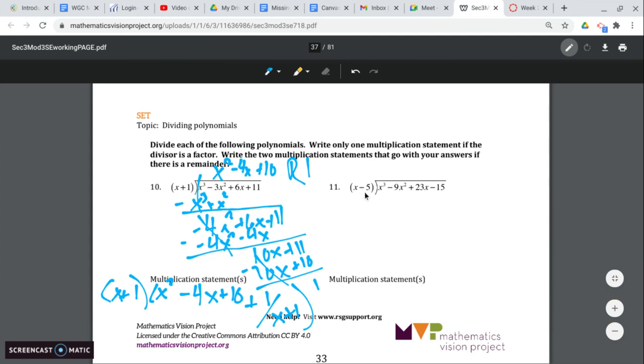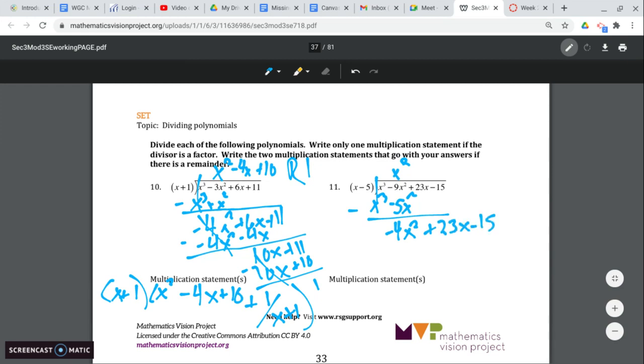So same idea. What do we multiply x by to get to x cubed? We multiply it by x squared. So we have x cubed minus 5x squared. Those cancel. Negative 9 minus negative 5, so really negative 9 plus 5, is going to give us a negative 4x squared plus 23x minus 15.